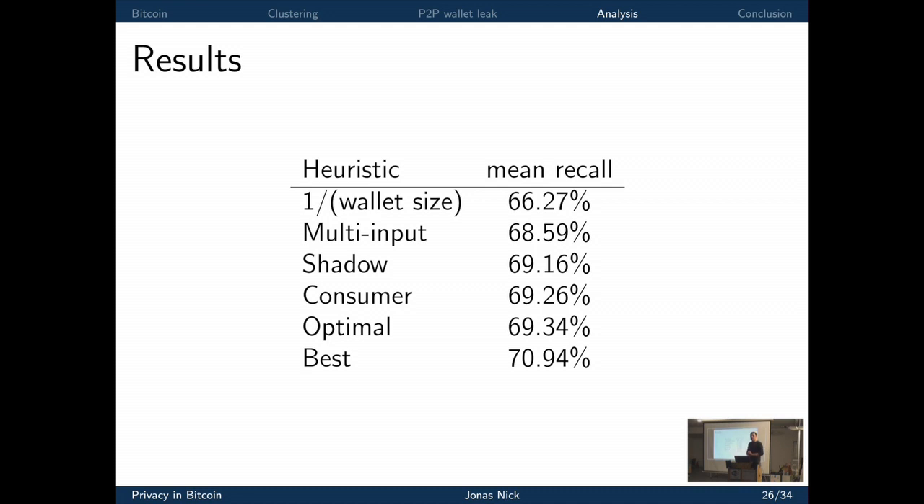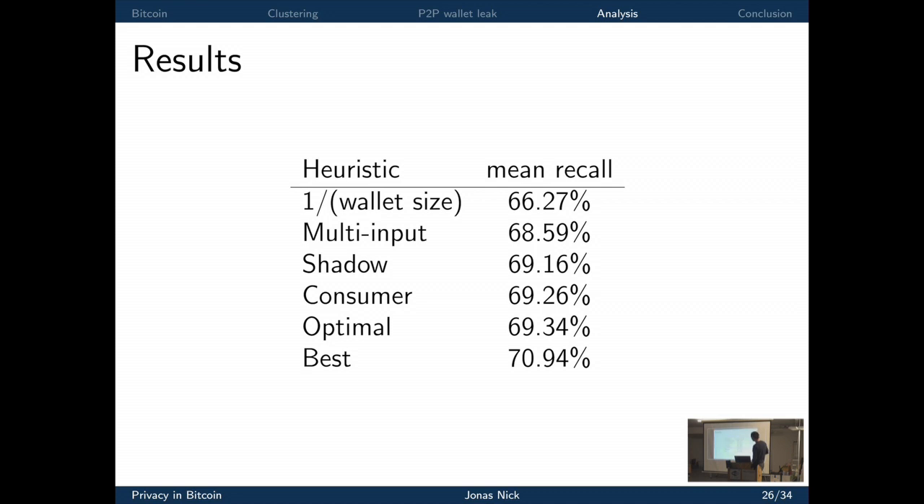This is basically if the clustering heuristic was perfect and would always discover pub keys which are used in the same transaction and belong to the same user. And in between, you have the clustering heuristics that we described before. You see that all of them are closer to the best possible heuristic than to the baseline. I'm going to show graphs in a minute, but it seems small, but it's actually quite a jump.